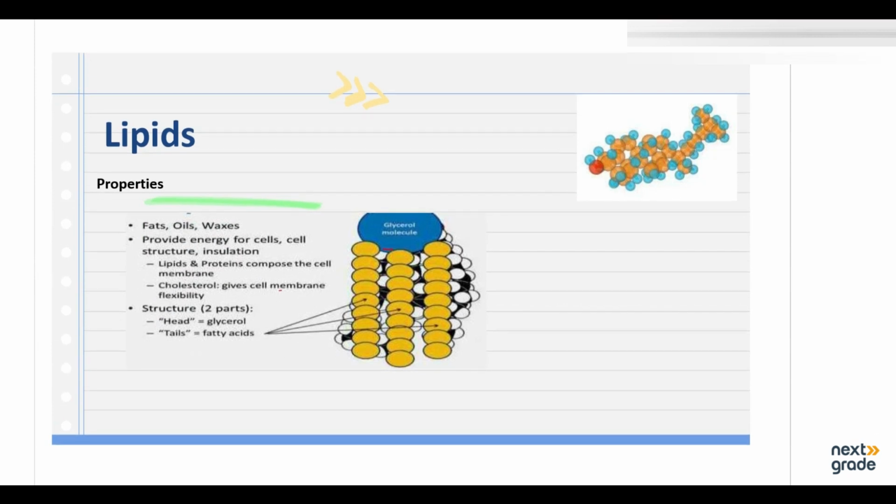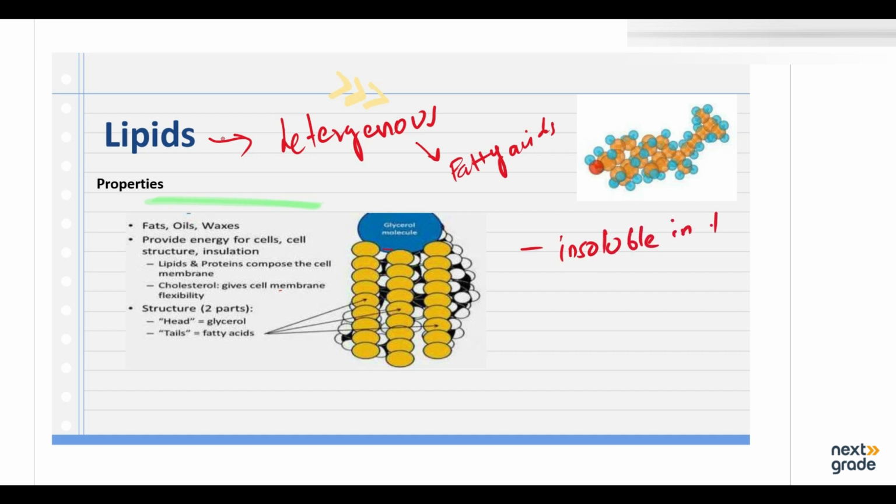Okay, so first thing is that lipids are heterogeneous compounds. They are heterogeneous in nature, right? And they are highly related to fatty acids. They are insoluble in water. It is one of the properties of lipids due to their large structure. Some of the common lipids are fats, oils, waxes. They provide energy for the cell structure and insulation.